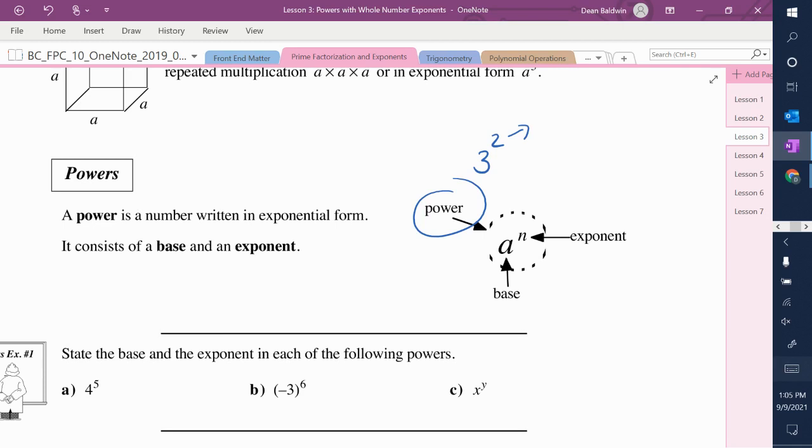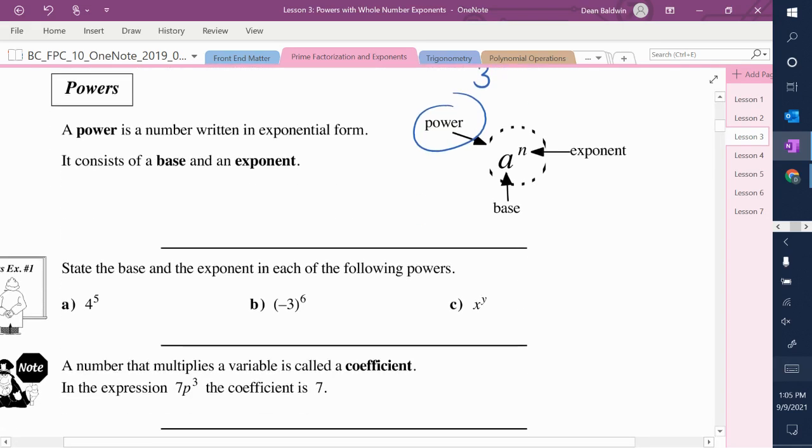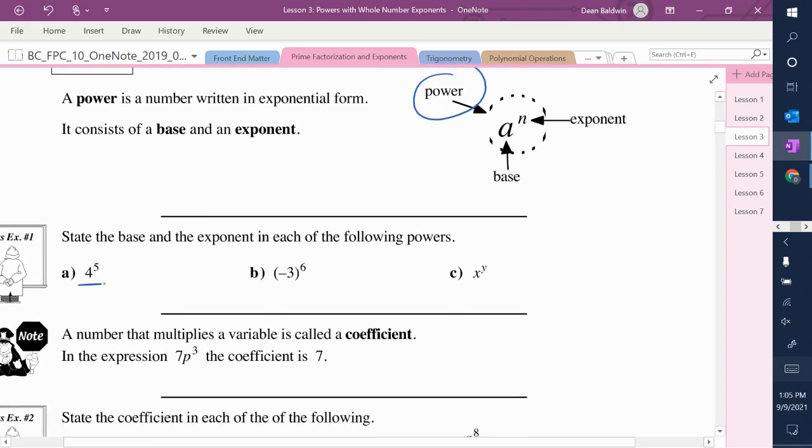The exponent, and there you go. The number that it is attached to is called the base. All right? So, if we have 4 to the power of 5, what is the exponent? 5. We're all excellent. I'm just going to write EXP because I'm lazy. And what's the base? 4.